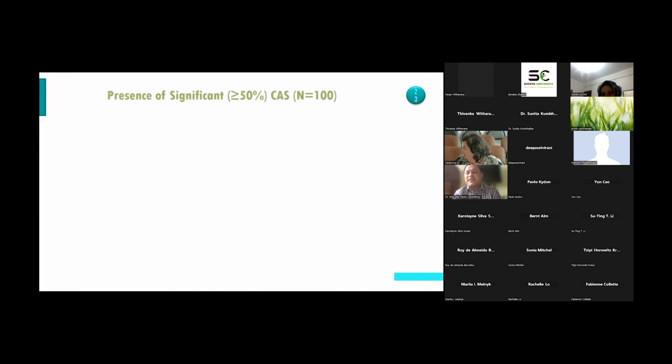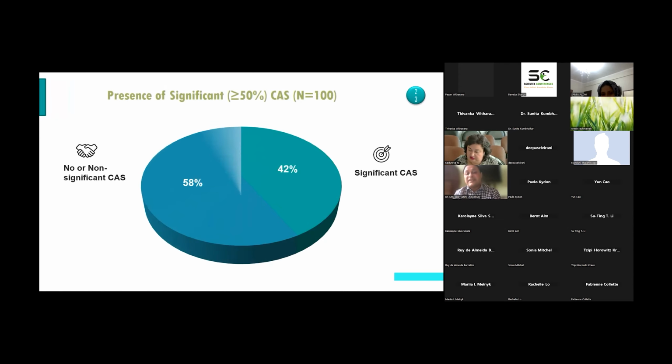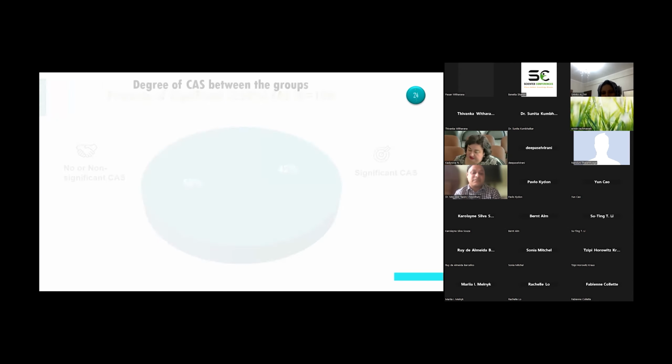Presence of significant carotid artery stenosis among the population: we found that significant carotid artery stenosis was present in around 42%, whereas no or non-significant carotid artery stenosis was present in 58%.